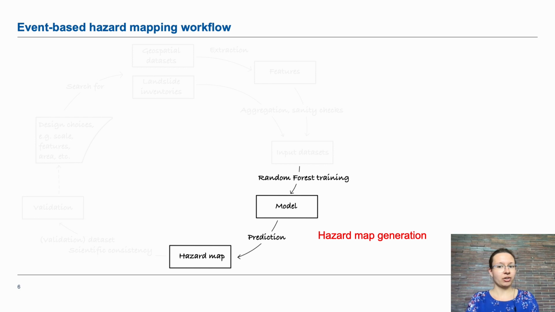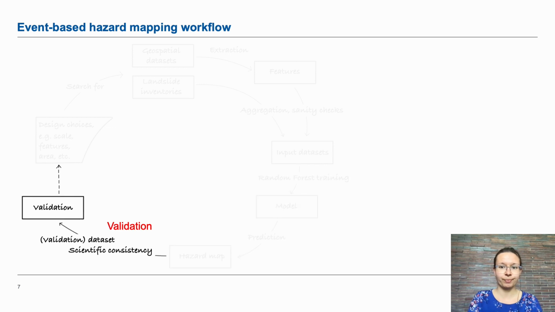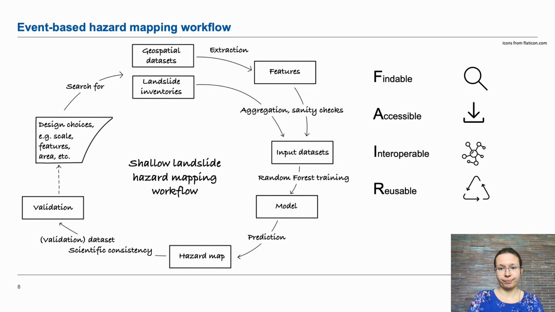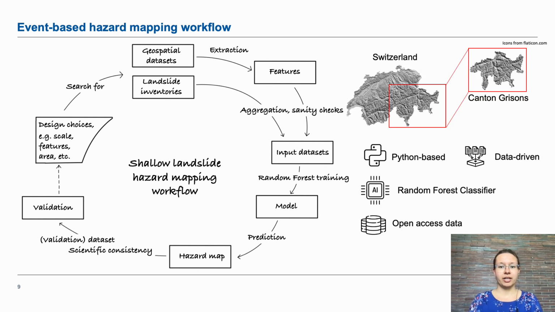The next step is the actual hazard map generation through training the model and then applying it in the area of interest. And finally, the workflow suggests a validation strategy for the model through the validation dataset and/or another independent third-party dataset. By setting up the workflow, we orient on the FAIR principles. And the technical implementation is done in Python, where we focus on a very modular implementation. It is a purely data-driven approach, which is currently based on a random forest classifier. The resulting hazard maps are binary, which means they provide information on hazard and no hazard.